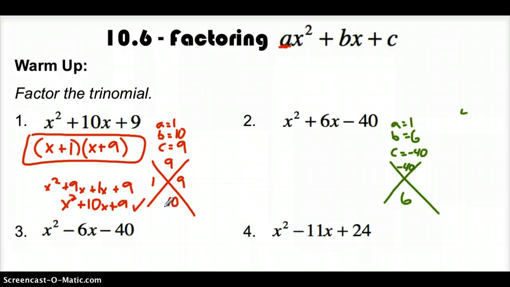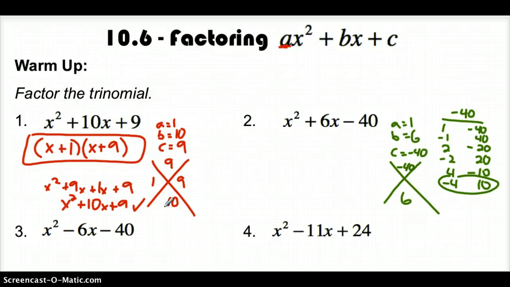So let's just look at all the ways we can get to negative 40 here. Well, I got 1 times negative 40, or negative 1 times 40. I have 2 and negative 20, or negative 2 positive 20. I have 4 and 10, so 4 negative 10, or negative 4 positive 10. I think I might have my lucky winner here, because I know that the product of negative 4 and 10 is negative 40, but the sum of those two is 6. So I think these are my two numbers, negative 4, positive 10. And so I'll write this out as x minus 4, x plus 10. And that's my answer.